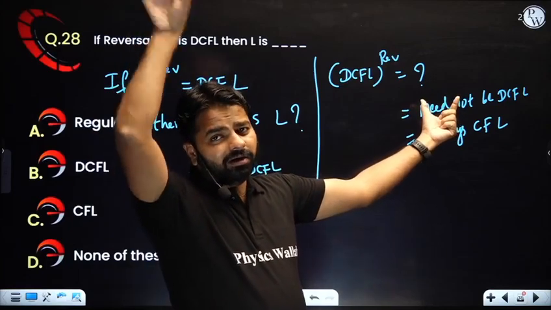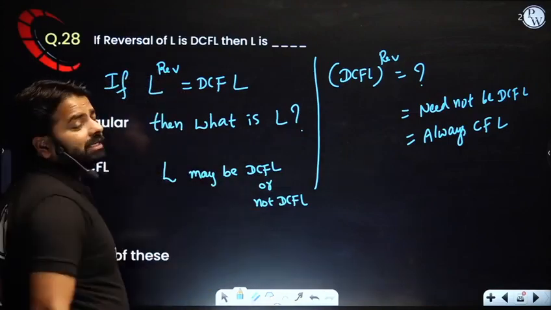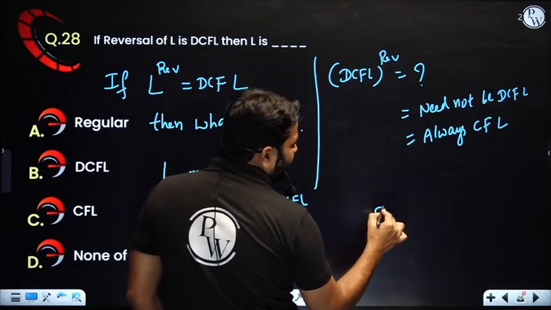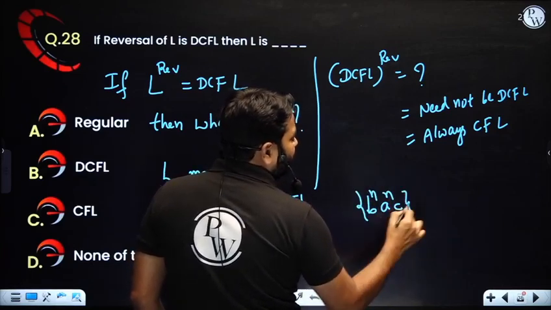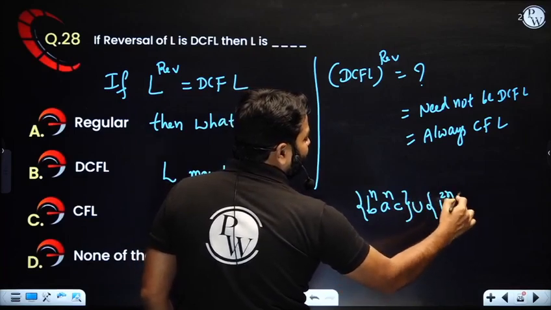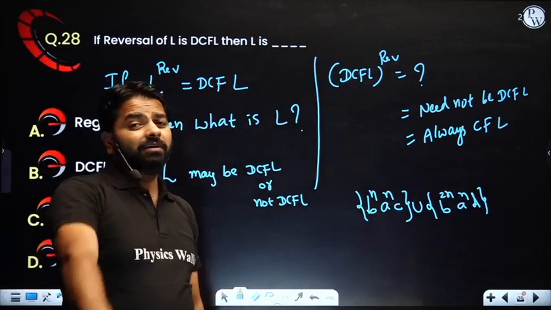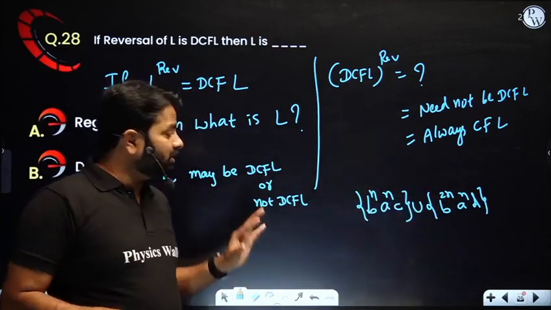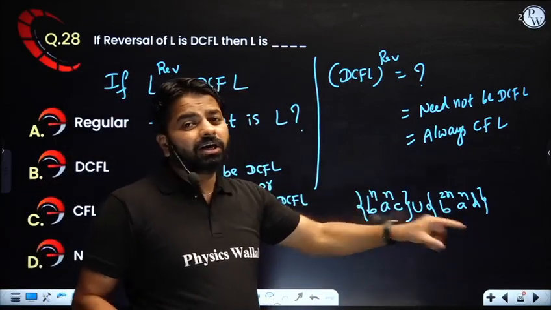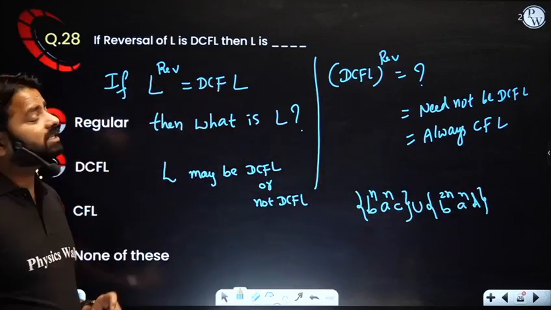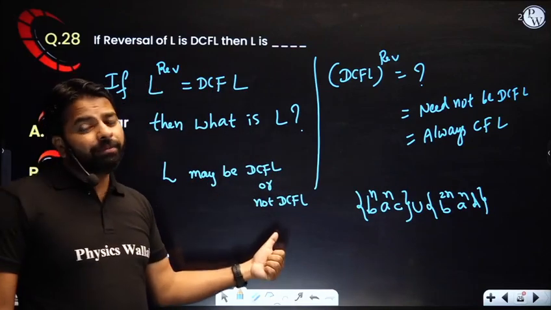You remember that example, like C and D you kept in the beginning, right? So take a not DCFL example like this: A, B power n, A power n, C union B power 2n, A power n, D. This is not a DCFL. And do its reversal, you will get a DCFL, because C and D come in the beginning. So even though it is not DCFL, do its reversal, you will get a DCFL. That is, L power reversal is DCFL doesn't mean that L is DCFL. It may be DCFL, it may be not DCFL.